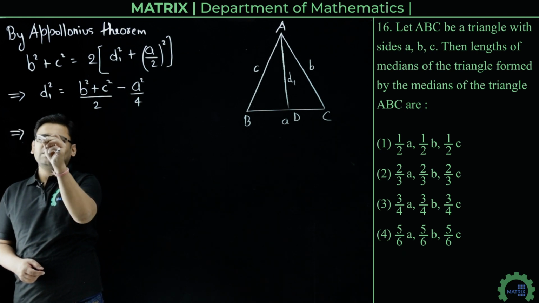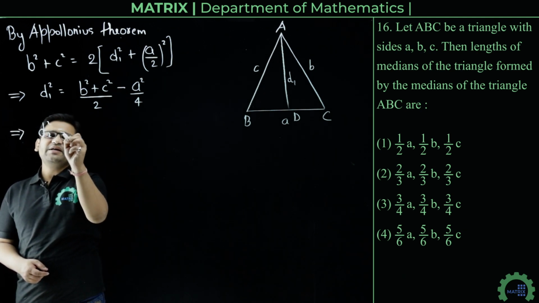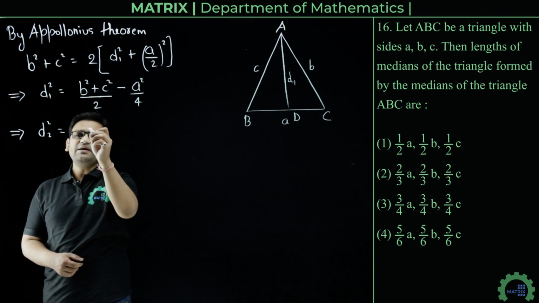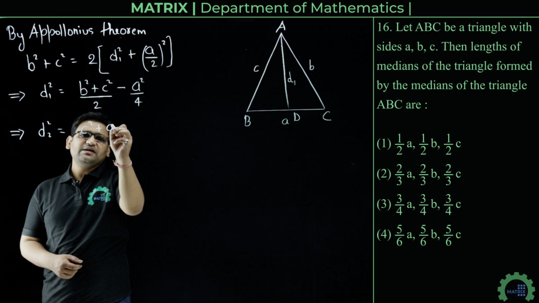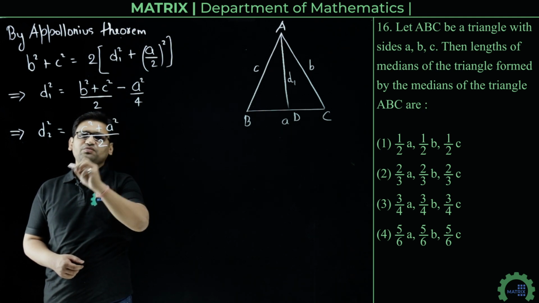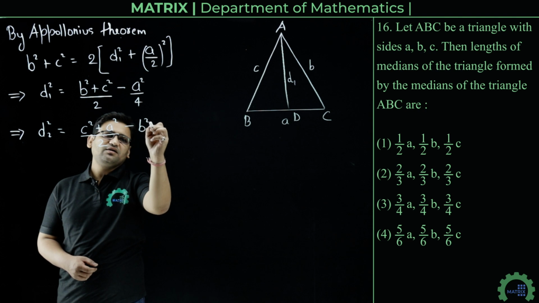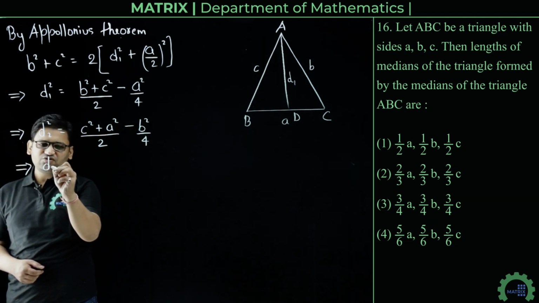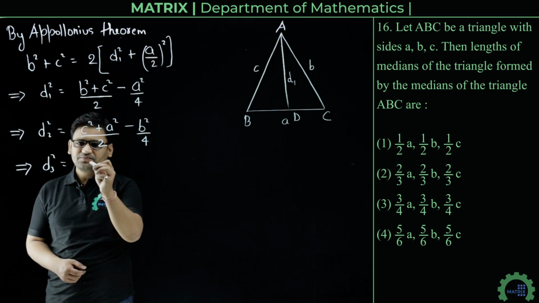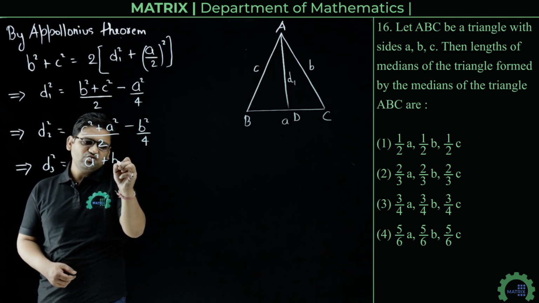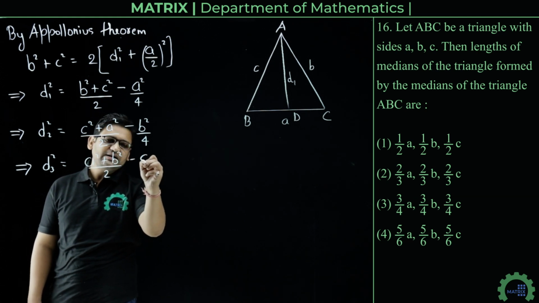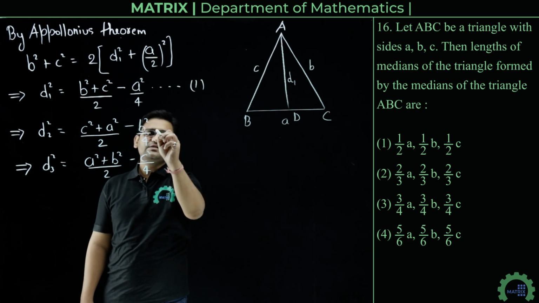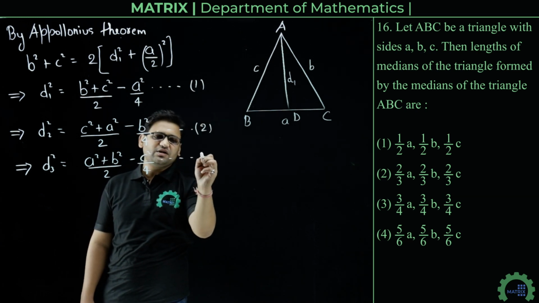Similarly, the square of the length of other medians will be, d2 square will be c square plus a square divided by 2 minus b square by 4, and third median square d3 square will be a square plus b square divided by 2 minus c square by 4. Let's say this is equation number 1, this is equation number 2 and this is equation number 3.